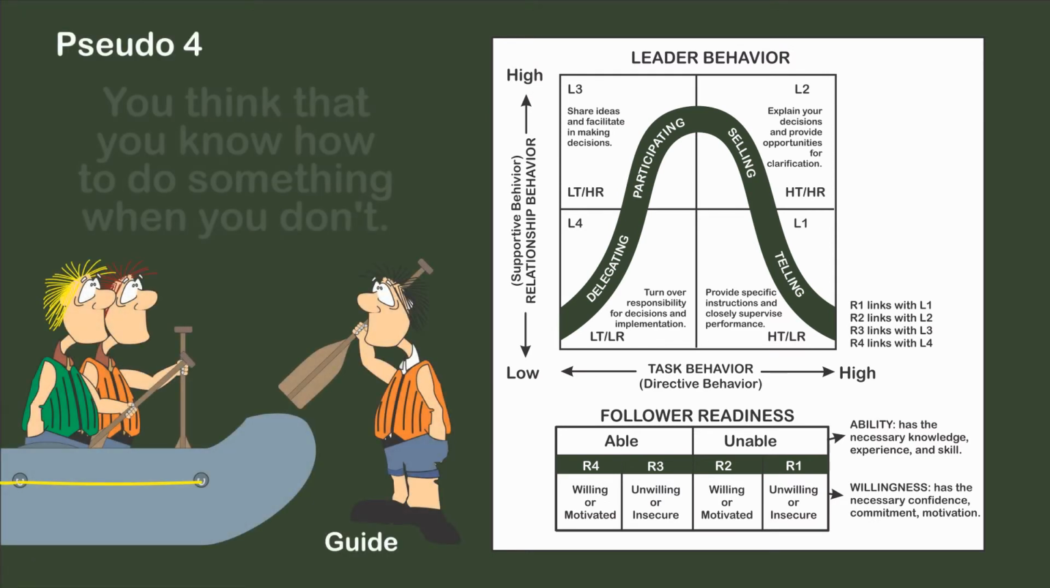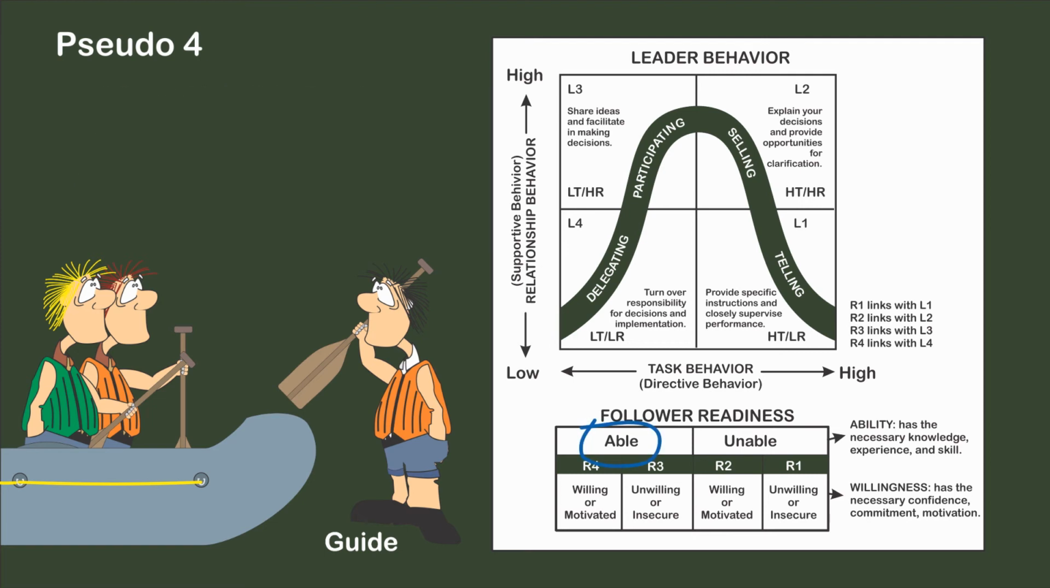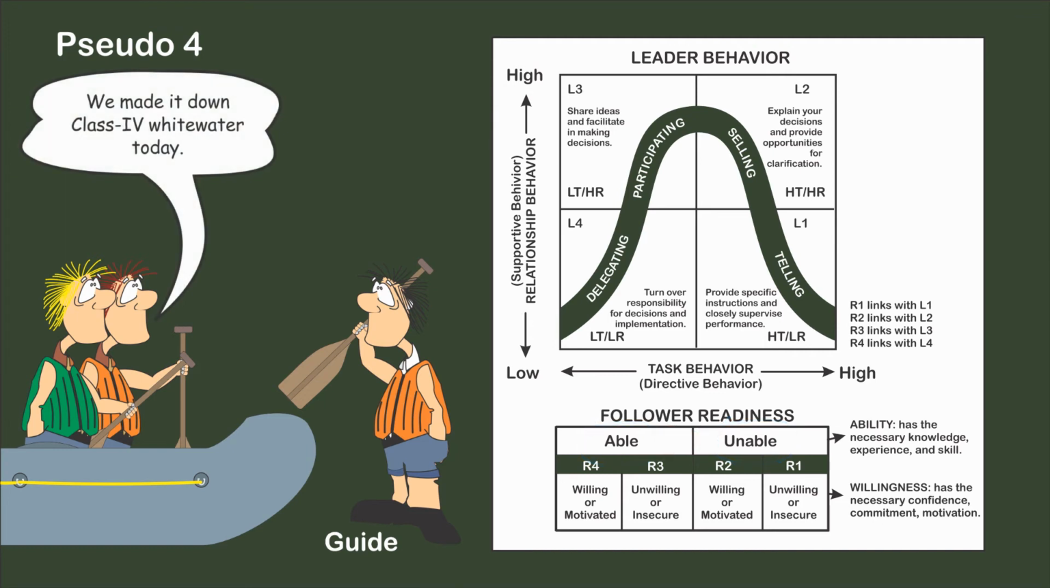The pseudo-4 is a person who thinks that they know how to do something when in fact they don't. They think that they are in an R4 state when they are really in an R2 readiness state. The critical element is the person's ability. For example, commercial rafters may produce pseudo-4s.